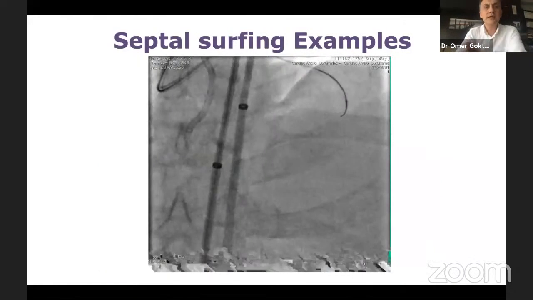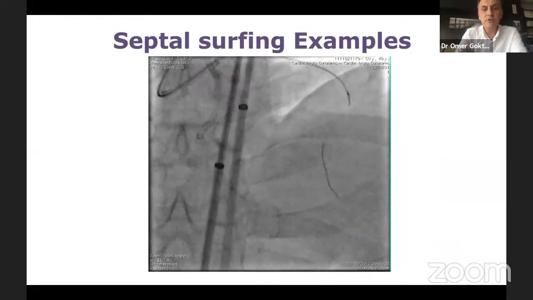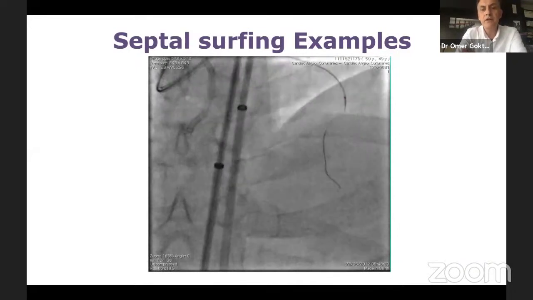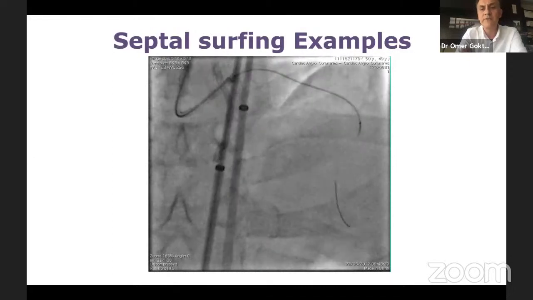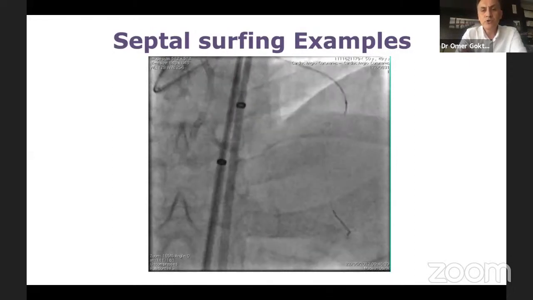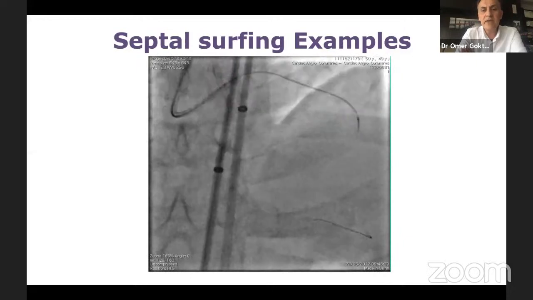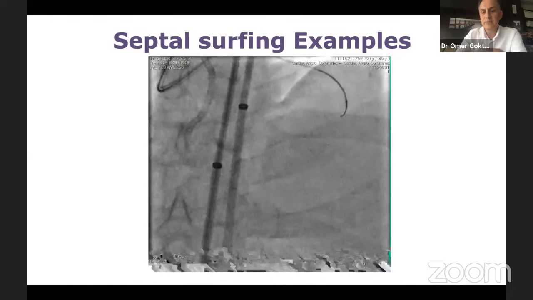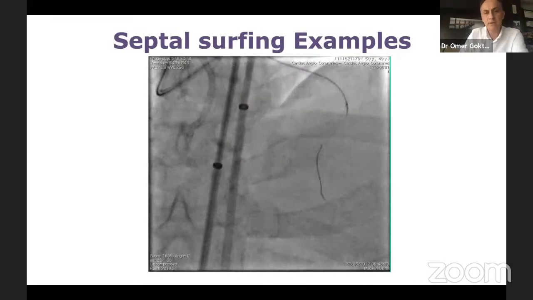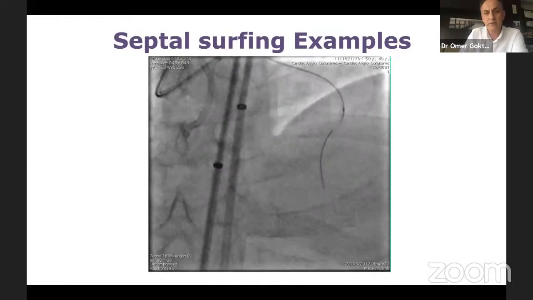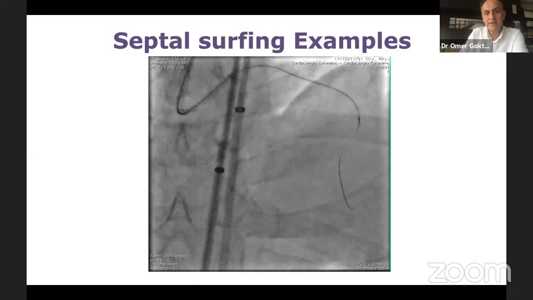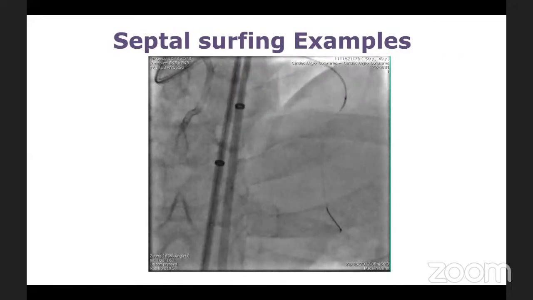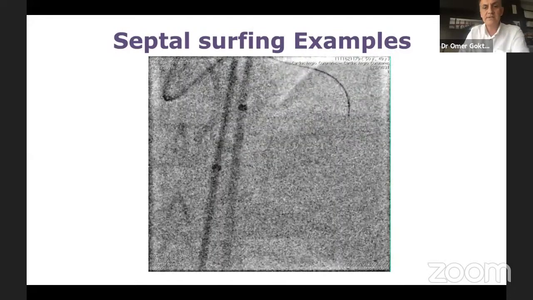We can also do septal surfing. Septal surfing means that if you don't see any nice collateral, you just try with a very hydrophilic wire like Fielder FC or Fielder XT. You can just push and pull back. If it finds a way, it will go. Otherwise, it will stop and give us some ventricular ectopy. This way is not good, so we pull it back and push again. And this time you see it finds its way. This is septal surfing.